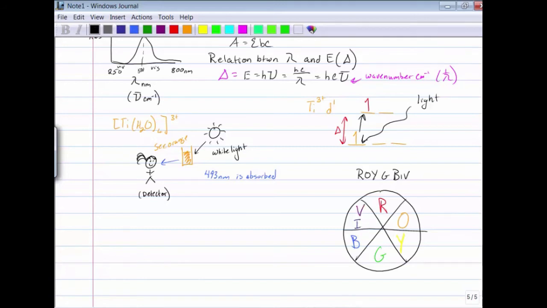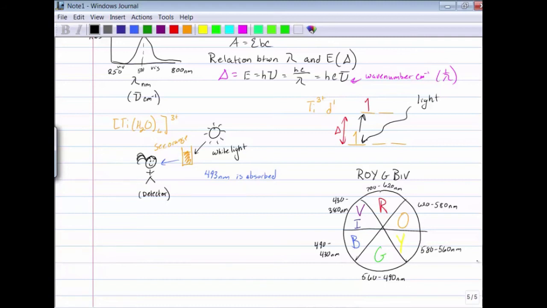So the wavelengths are, depending on which source you look at, they have a little bit of a different range, but I'm going to tell you that red is around 700 to 620 nanometers. Orange is about 620 to 580 nanometers. Yellow is about 580 to 560. Green is 560 to 490. Blue is 490 to 430. And indigo violet is 430 to 380. And 380 nanometers is really around the range where we can't see color anymore.